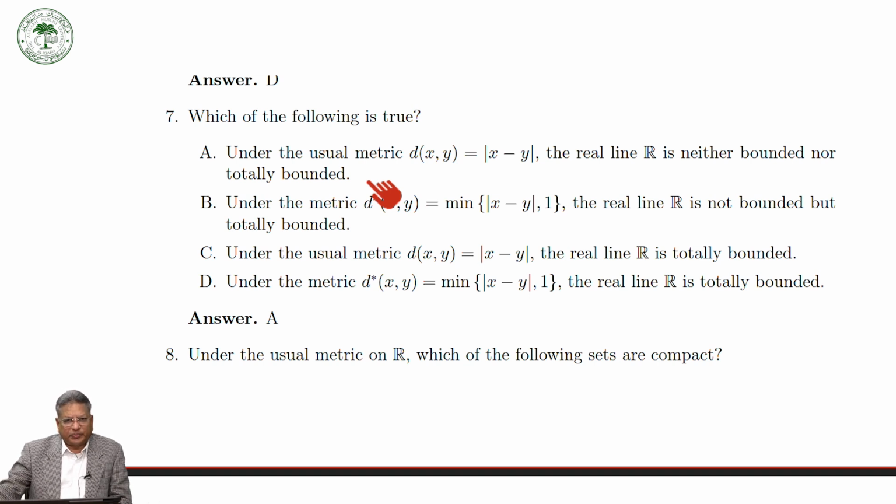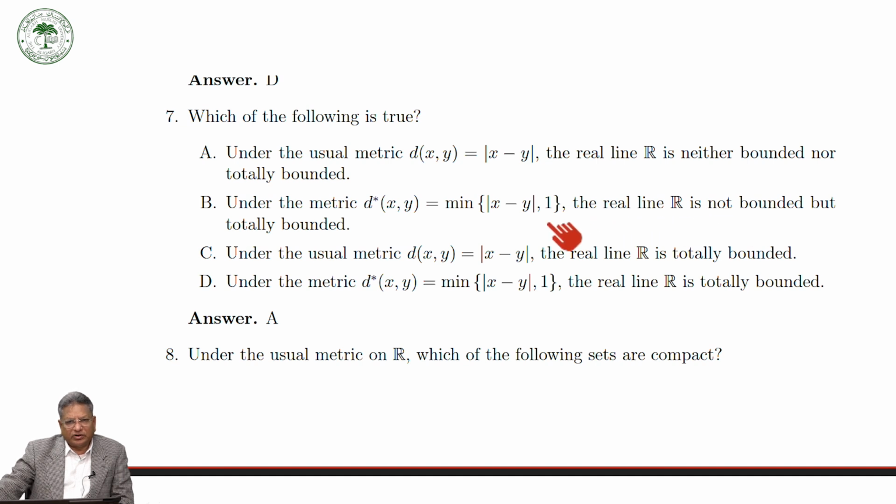The metric space under the metric d star, which is equal to the minimum of |x minus y| and 1: the real line R is bounded, but not totally bounded. So this is bounded, since it is the minimum of this one. But first you see that the real line is not bounded.